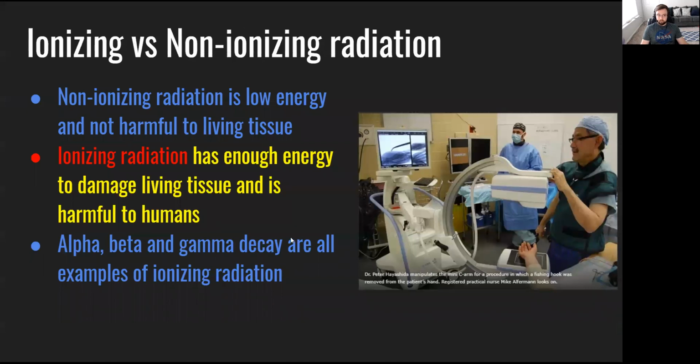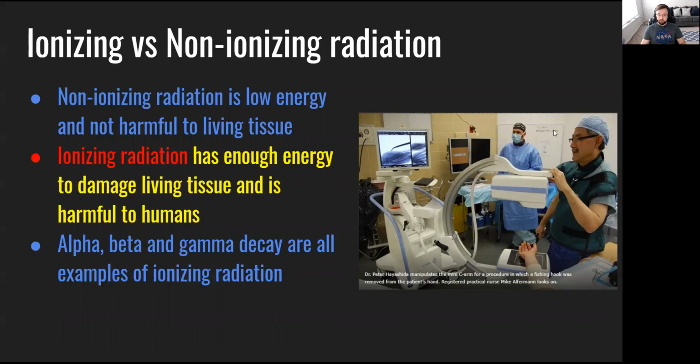So speaking of damaging tissue, non-ionizing radiation is low enough to not harm living tissue. But all these decays that we're talking about here are examples of ionizing radiation. They have enough energy to damage living tissue, so therefore they're harmful to us. Now, there are ways to protect yourself from it.